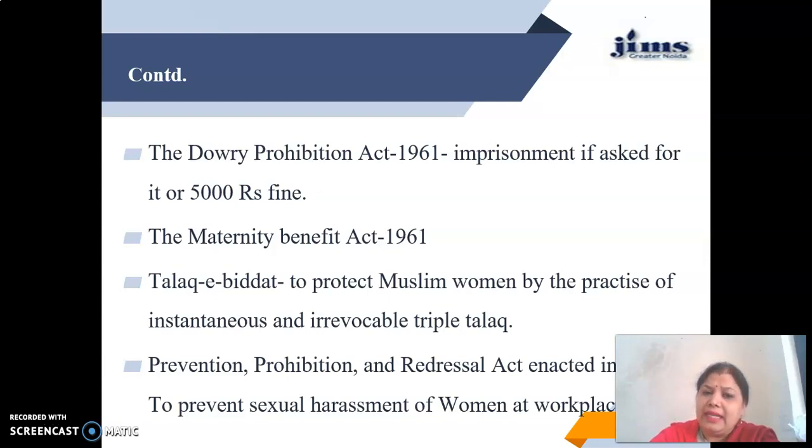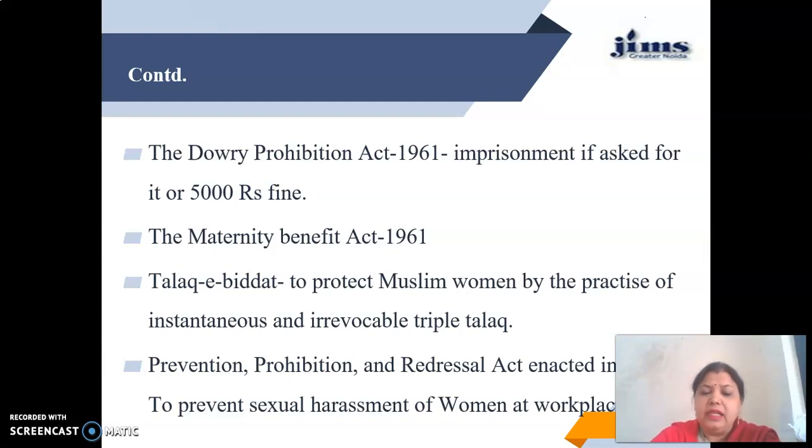Next is the Dowry Prohibition Act 1961. Imprisonment if asked for it, or a fine of rupees 5,000. This act helps protect women from the social evil which is named dowry. Next is the Maternity Benefit Act 1961. Under this act, if a woman is working in an institution or organization, she needs to get maternity leave, and those leaves are to be paid. And she should get the same job after the maternity leave.